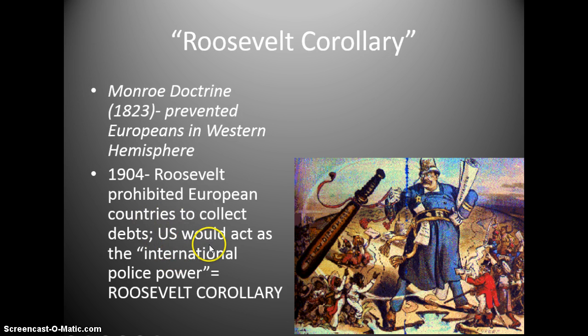We as the United States will act as the international police power, and we will make sure that those debts are paid. So basically, we are the power in the Western Hemisphere. You can't come in as the power and try and go into these Caribbean and Latin American countries. We were the international police power, as per Roosevelt and the Roosevelt Corollary. We're also going to be doing an analysis of this political cartoon, so stay tuned for that. Pretty soon it was known as the big stick policy, and you'll know why by Monday.